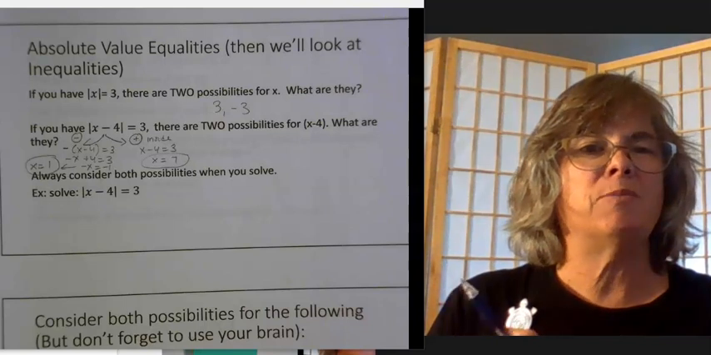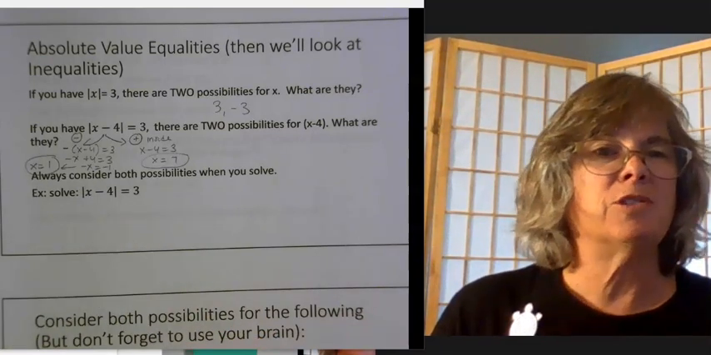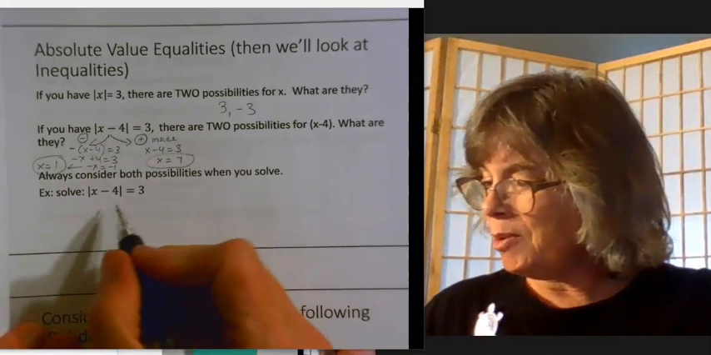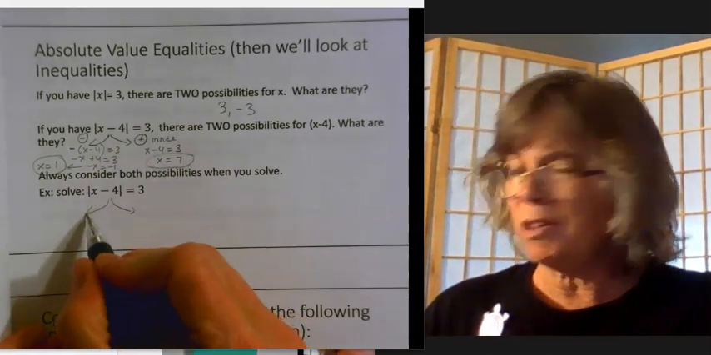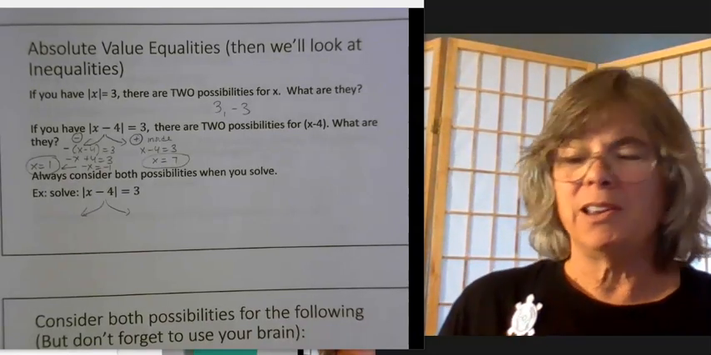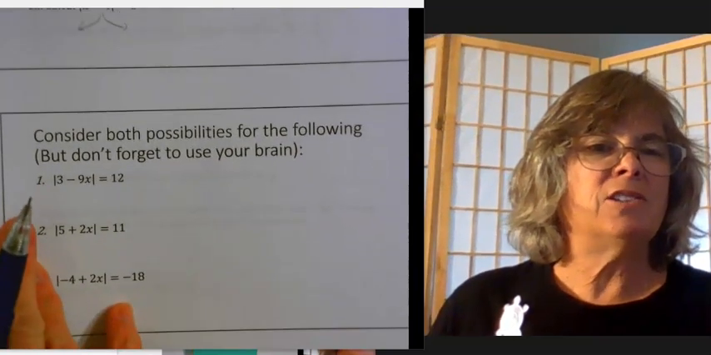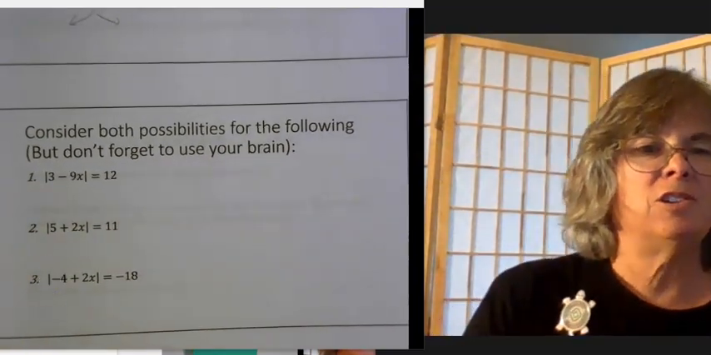Always consider both possibilities when you solve. Oh, it looks like I actually had more space down here. So you have to consider both possibilities, and I like doing this with arrows. With equal signs, it ends up being a little bit more straightforward. When it gets to be inequalities, it's a little bit more complex. So have these a go. Make sure you can do these.